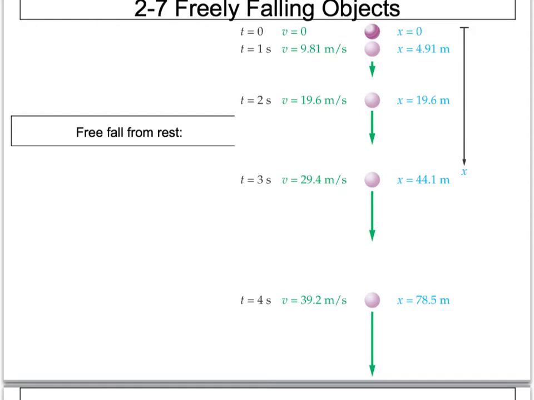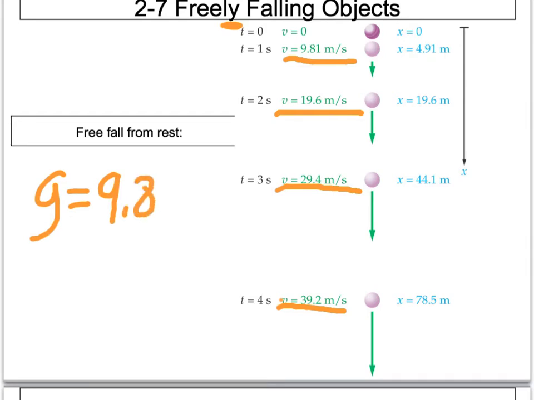Next, if something starts falling from rest, so if I had my hand up here holding this ball and released it, every second its velocity increases by 9.81 meters per second. So after the first second, its velocity is 9.81 meters per second. After the second, 19.6 meters per second. After the third, 29.4 meters per second. After the fourth, 39.2 meters per second, which are all multiples of 9.81 meters per second squared. So our acceleration on Earth from gravity is 9.81 meters per second squared.